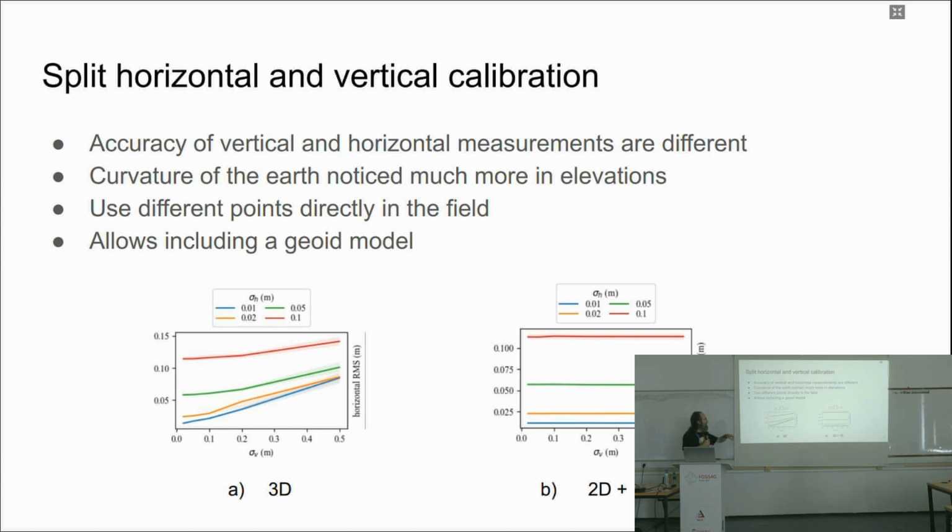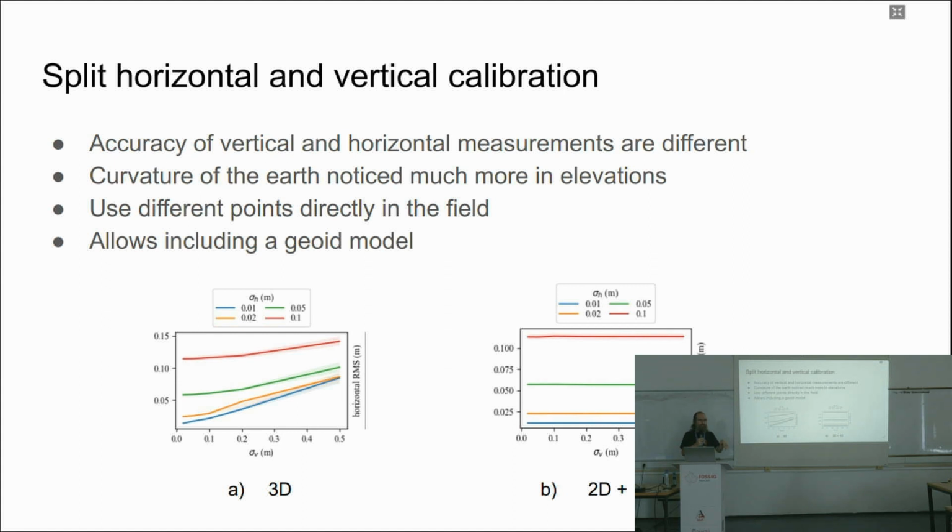And in these graphs here on the left-hand side, you can see that's a 3D calibration, so the rotation is 3D. So any noise on the vertical component, that's the x-axis, introduces some noise on the x, y, and the horizontal RMS, as you can see there. But when we split in two, because there are two different calibrations, it's not affecting it. And that also helps the user to select different points to calibrate the horizontal part and the vertical part.